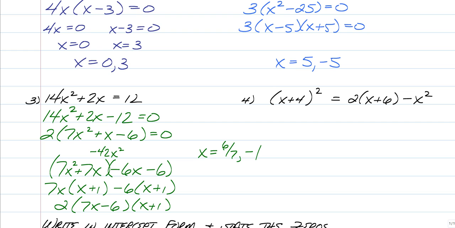Number 4. There was an example similar to this in another video where we had to use a shortcut. But there's no way to do a shortcut here because our parentheses are different. So this one, we just have to start grinding away. So we would have to square x plus 4, which would give us x squared plus 8x plus 16, and that would equal 2x plus 12 minus x squared.